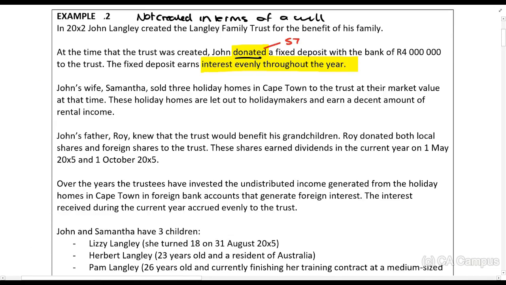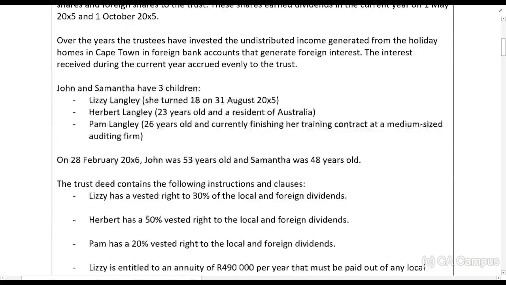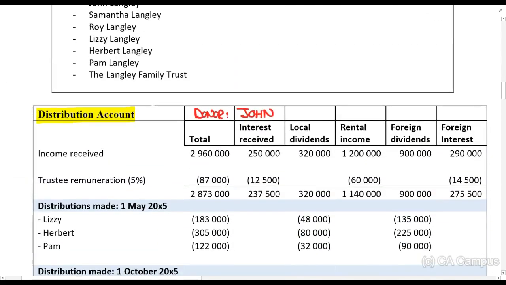Then, next up, John's wife Samantha sold 3 holiday homes in Cape Town to the trust at their market value at that time. These holiday homes are let out to holiday makers and earn a decent amount of rental income. Now, I want you to see here, in this case, there was no donation. She sold it at market value. If they don't say anything about interest or anything like that, guys, you have to assume that everything is fine. So this is no donation. Right, so the rental income over here, there is no donor.